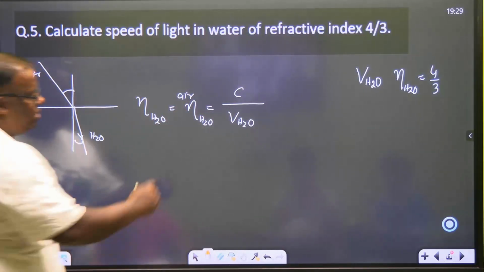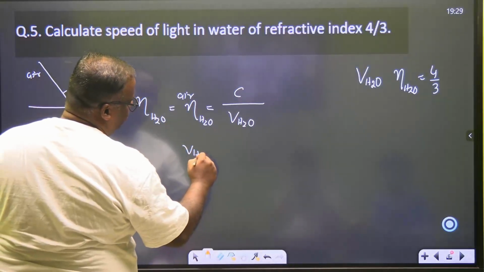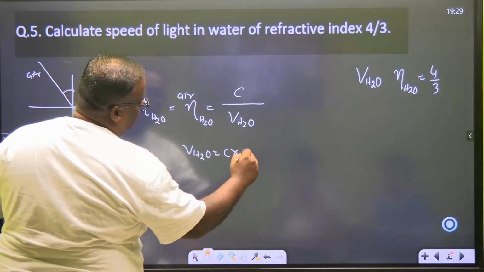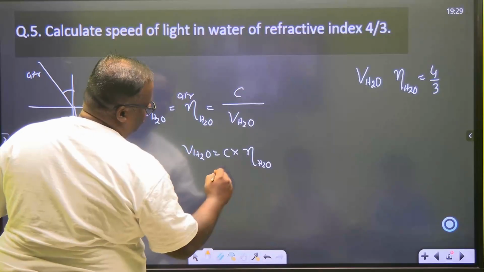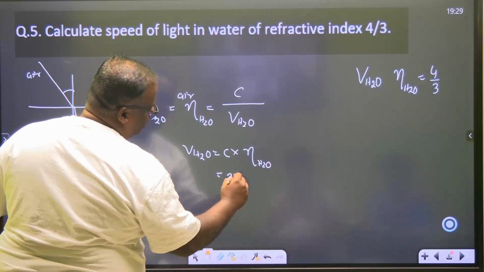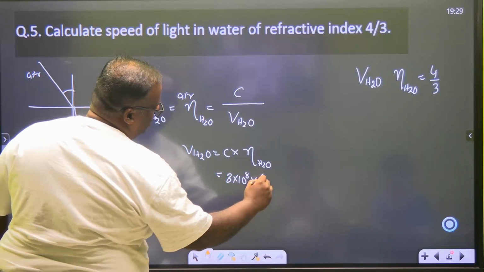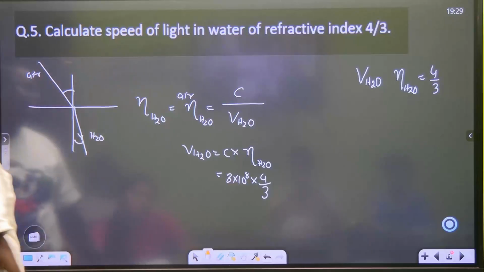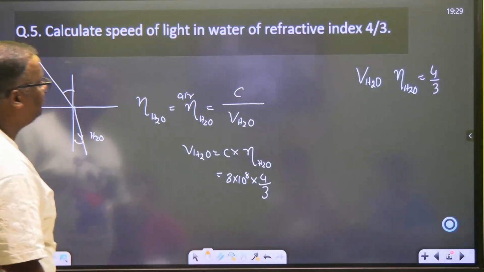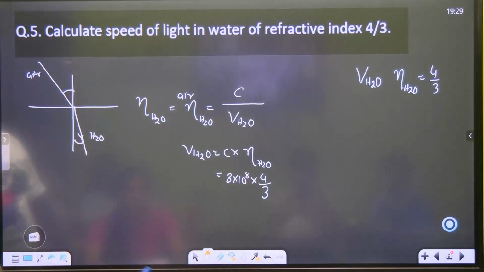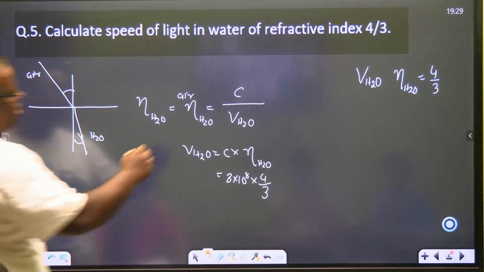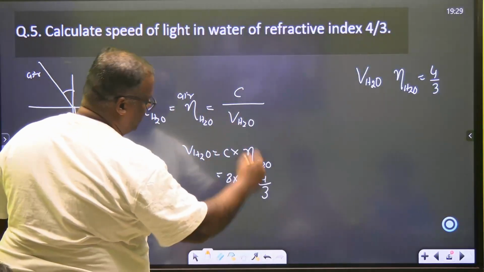So if you see what is V H2O, V H2O will be C multiplied by eta H2O. What is the value of C? 3 into 10 to the power 8 multiplied by 4/3. No, sir, it's the opposite. It's 3/4. So it will be 3/4.